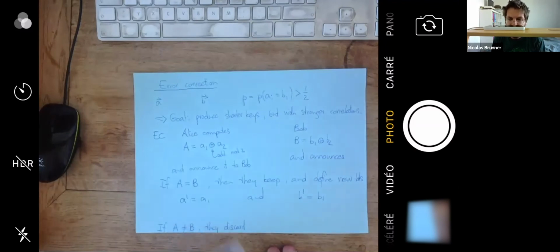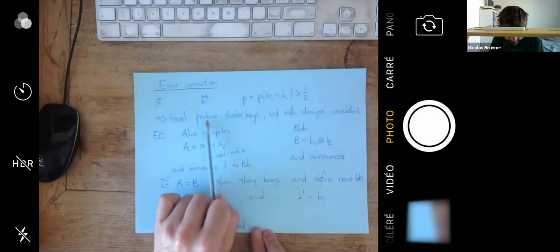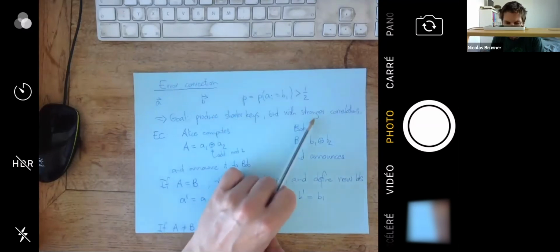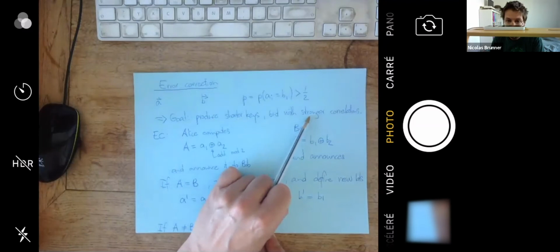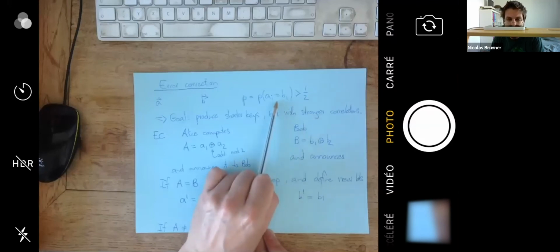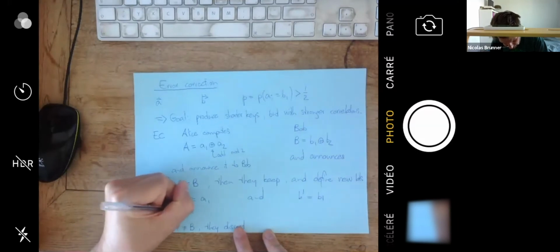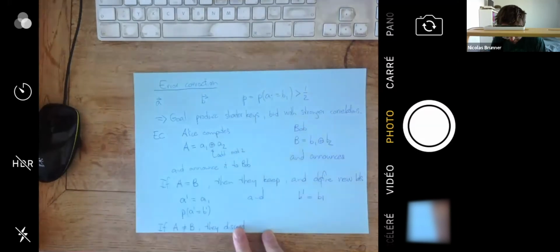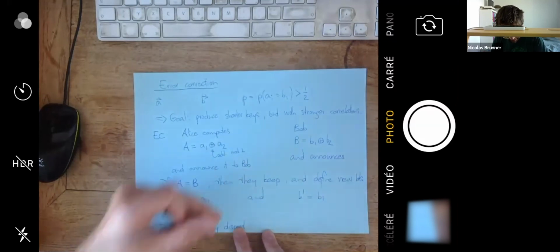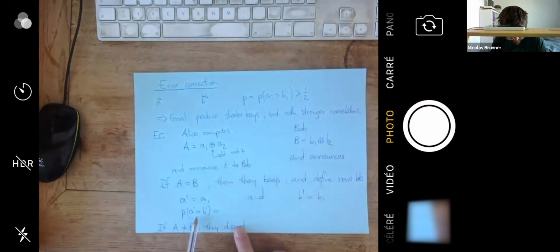So you see that this is a protocol that will indeed shorten the string. But we announced that it will produce a shorter string with stronger correlations, so we could check. In particular, we have to compare the correlations of our new bits to the initial ones. So we need to compute the probability for A prime to be equal to B prime, and of course that's the probability that A1 is equal to B1. Let's do that.